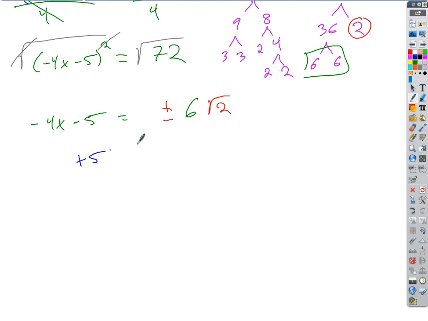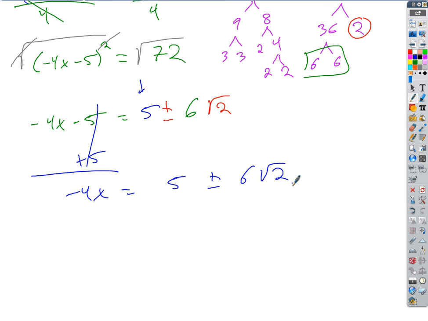So where do we put the 5? Front of the plus or minus. So those cancel. Negative 4x equals 5 plus or minus 6 radical 2, and then last step. Okay, divide by the negative. Now talk to me about that. Do I want to divide, get a common denominator in this case, or not? No, I do not. How come? Because it's plus or minus, and these terms don't combine, right?